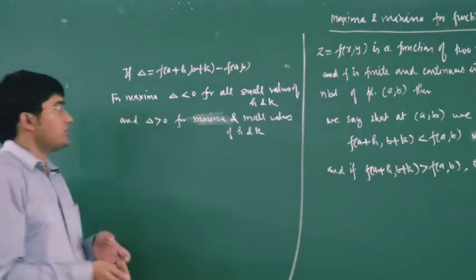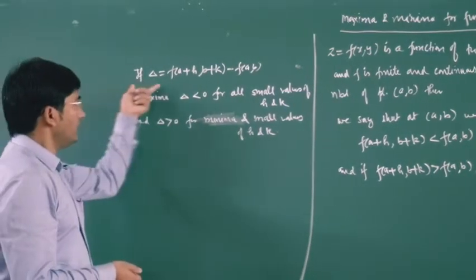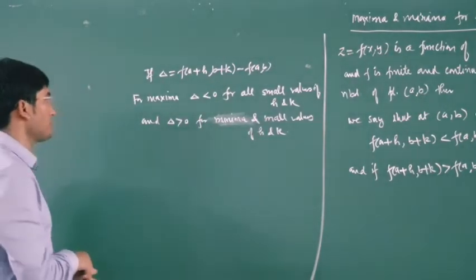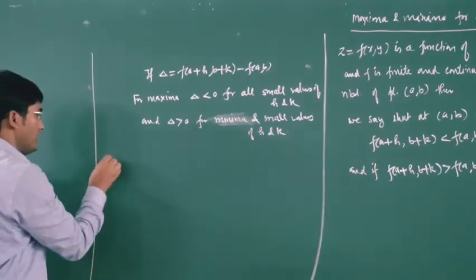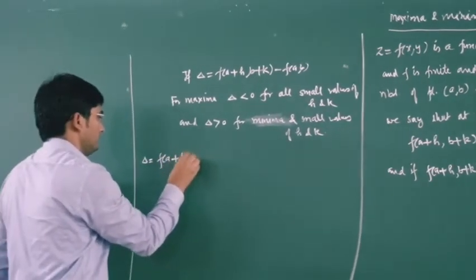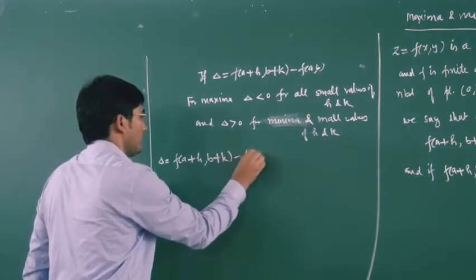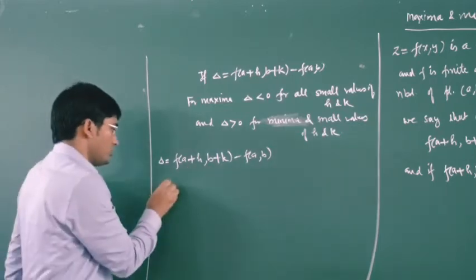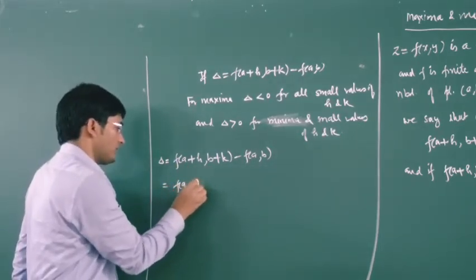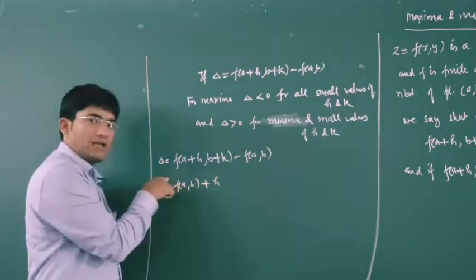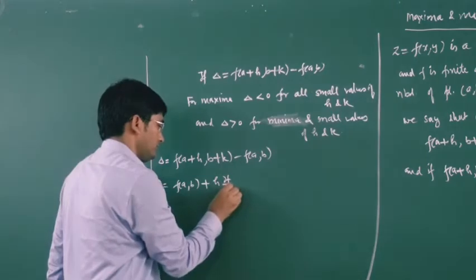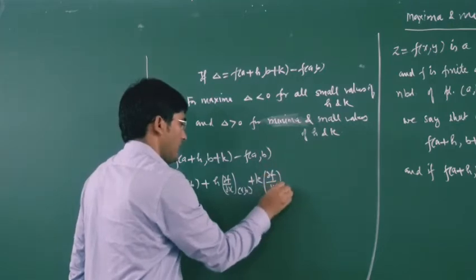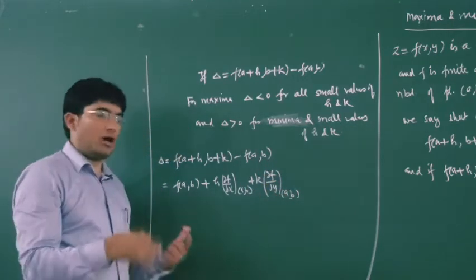Now let us find out the condition on delta by expanding f(a plus h, b plus k) using a function of two variables. Now we know the Taylor's theorem for the function of two variables. So using Taylor's theorem, this will be f(a, b) plus h into del f upon del x at (a, b), then k del f upon del y at (a, b), then we will have the higher terms.